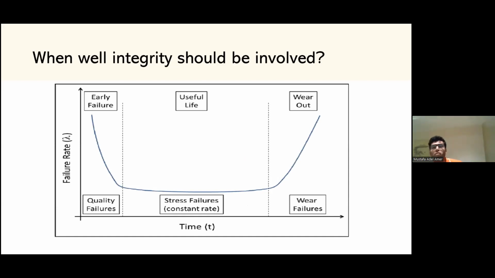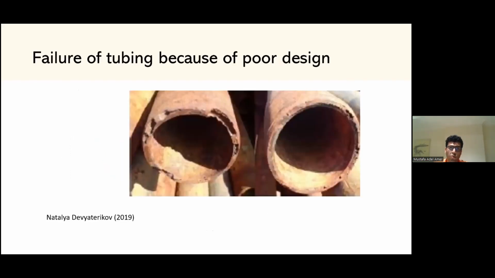Well integrity should be involved in the beginning, in the end, and during the operation phase of the well. In the early stage of the well, if we get any kind of failure, it's an indication of the quality of the material we choose, or quality issues with the design. And if we get integrity issues at the late life of the well, it means that the degradation and the wear rate of equipment has been reached. And anything in the middle is a cause of the frequent stresses that the wells get subjected to.